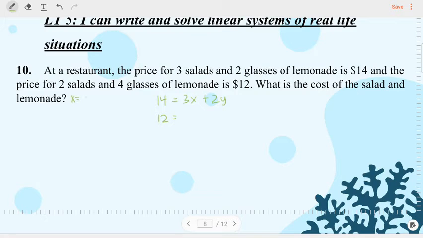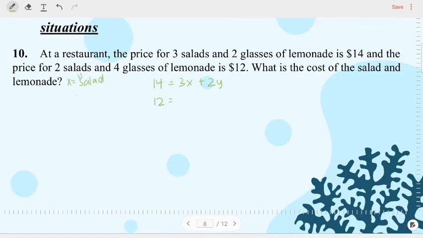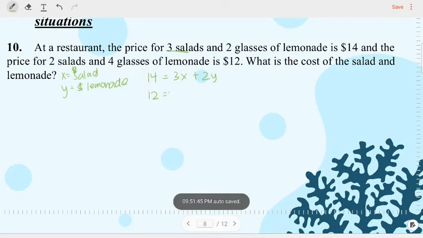I'm going to state that X equals the price of a salad, the money, and Y is equal to the price of the lemonade, because we know how many we have of them. 12 is equal to 2x plus 4y. Now how can I solve this?